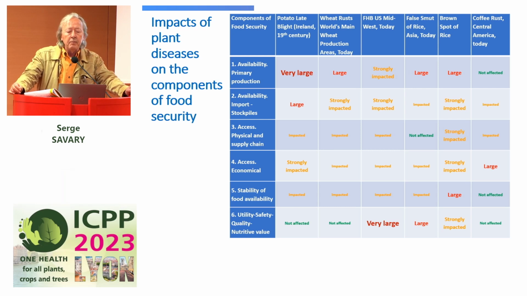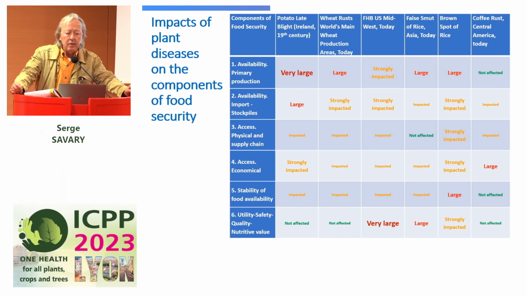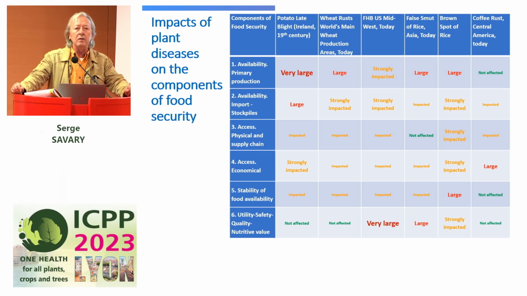On the top of the slide, you can see examples: potato late blight in the 19th century in Ireland, the wheat rusts today, the fusarium head blight in the Midwest today, the false smut of rice in Asia today, which is a major threat, the brown spot of rice, which is a chronic disease in South Asia, but also coffee rust in Central America today. All these things and many others, and most of the plant diseases we are working with, are threats to food security.